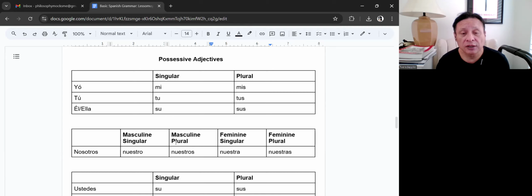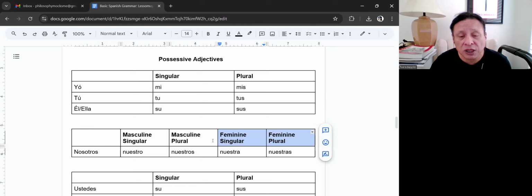Notice that I just put singular and plural here, and then down here for the nosotros, I do put gender. But the mis only cares about number, singular or plural. It does not care about gender. It's like the adjectives like inteligente with an E, grande with an E. Those only care about number. They can be applied to both genders. So the possessive adjectives mi, mis, tu, tus, su, sus are just about number, singular, plural. The gender doesn't matter. That's great for us.